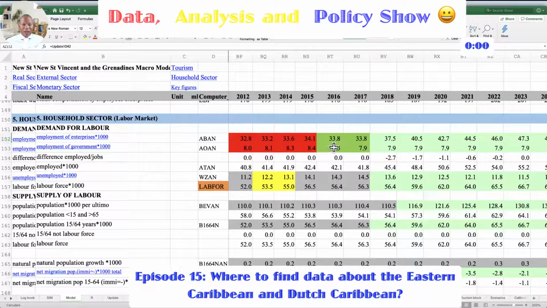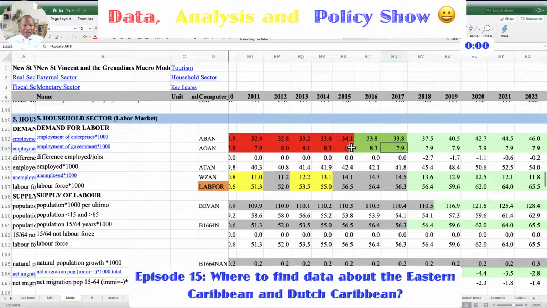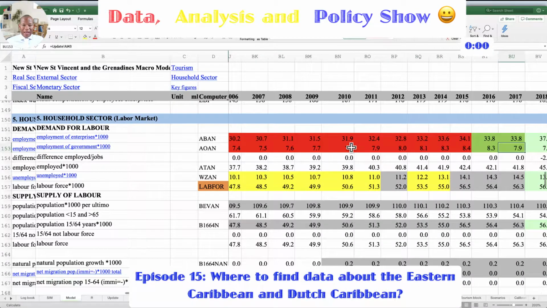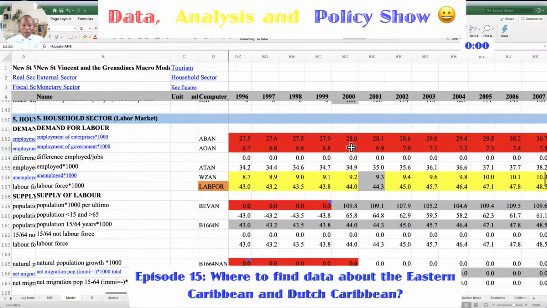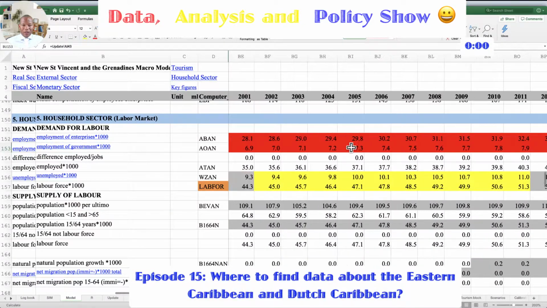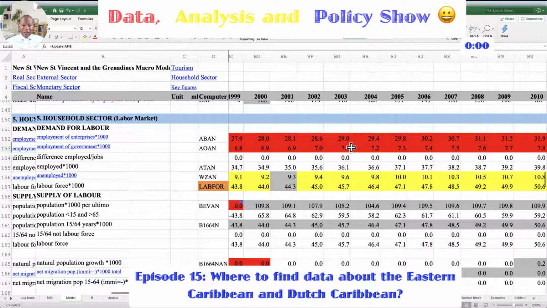You see, also here, the data are for 2016 and 2017, we have 8,000 people working in the government and 7,000 people working in the government. That's a lot. And we have constructed this for the last years because we need that data. Now, unemployed. We have data here, 9.3 thousand.